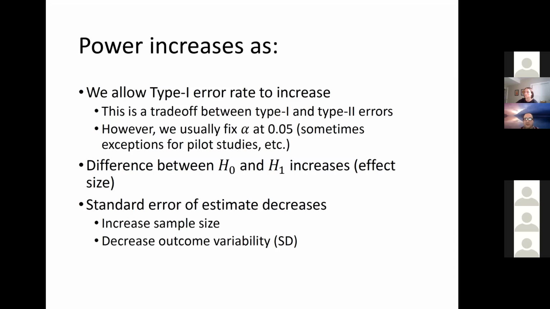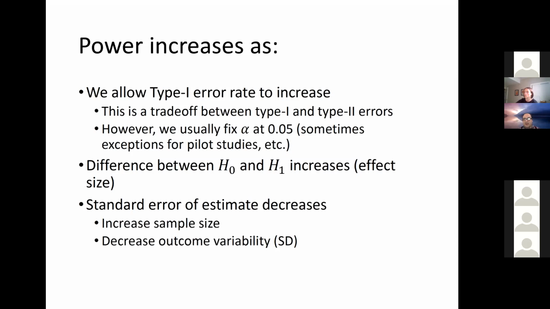Power also increases when the effect size increases. So that's the difference between the null and the alternative. And whenever I'm saying this difference, it's really a difference in parameter values. So for example, the mean is a parameter, and the mean value could vary between two groups. So as that difference in means increases, the effect size increases, and therefore so does power.